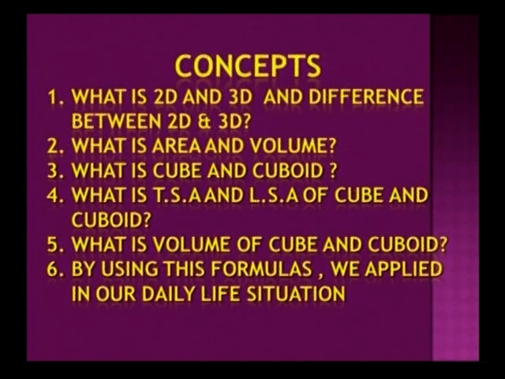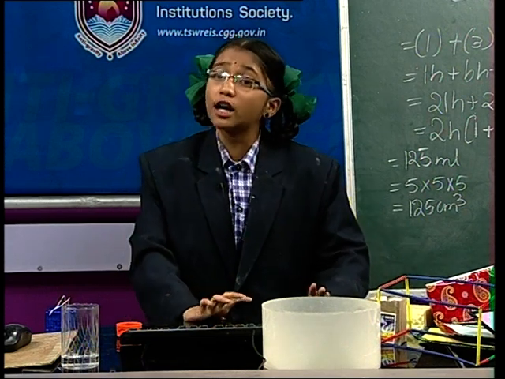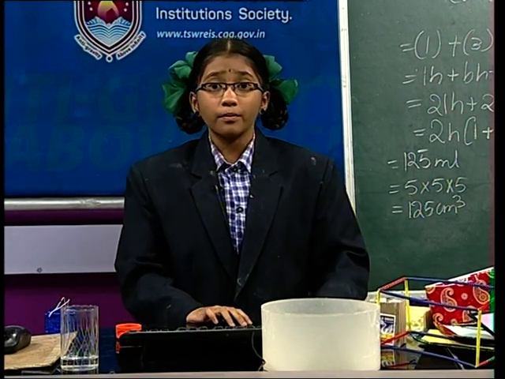I can revise again. TSA is nothing but the total surface area, and LSA is nothing but the lateral surface area. So what is a cube? What is the volume of cube and cuboid? Let us find the volume of the cuboid. Do you understand the formula of the volume? Let us repeat again. Volume is nothing but the amount of space occupied by a three-dimensional object. A solid object is called a 3D shape.